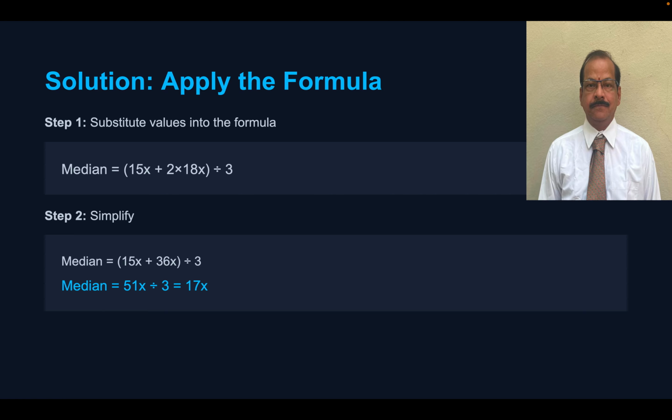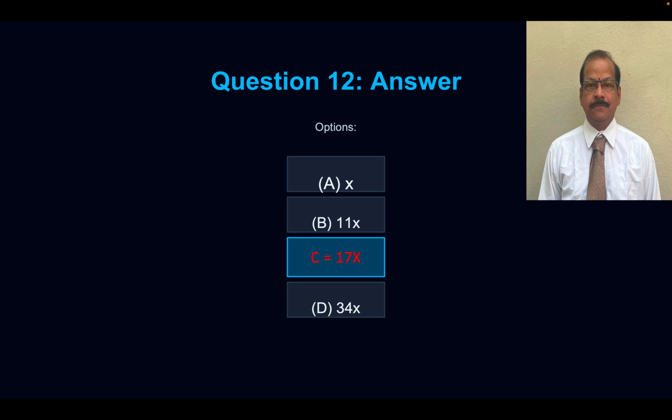Fine. So, this is the answer. What is the relation between mode, median, and mean? You have seen: mode equal to 3 times the median minus 2 times the mean. So, based on that, we have solved this, right? Now, the answer is option C, 17x.